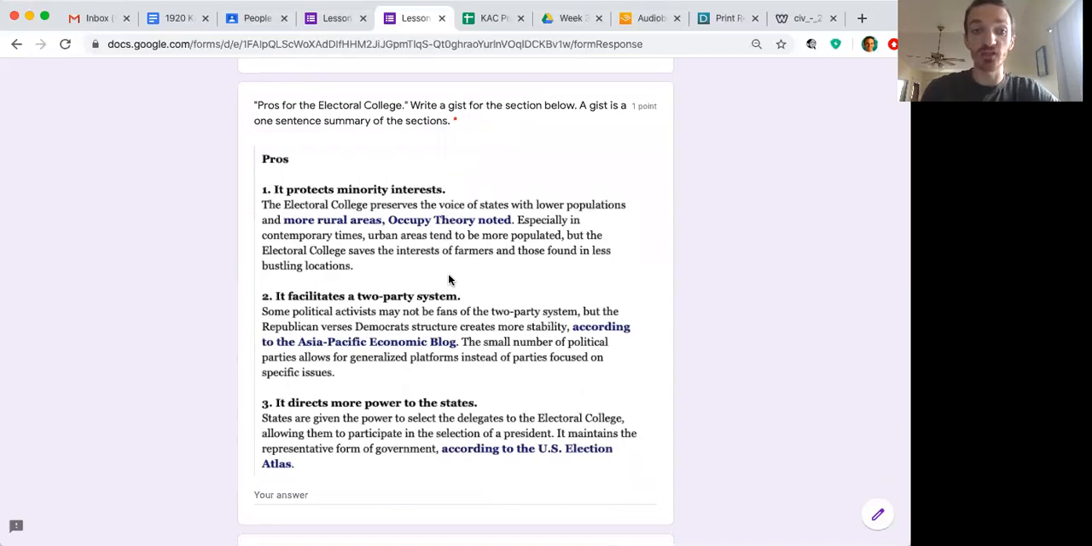The Electoral College preserves the voice of states with lower populations and more rural or country areas. Occupy theory noted, especially in contemporary times, urban areas or cities tend to be more populated, but the Electoral College saves the interests of farmers and those found in less bustling locations.